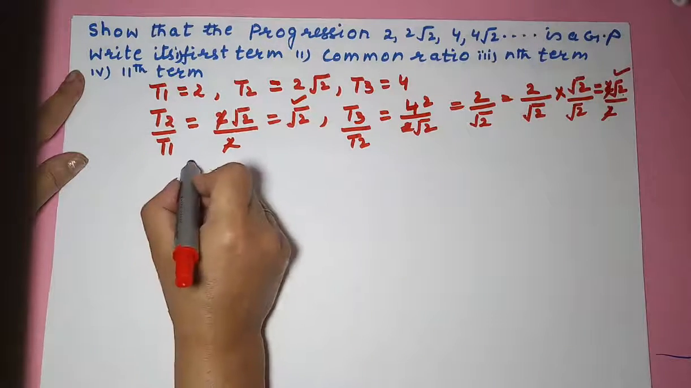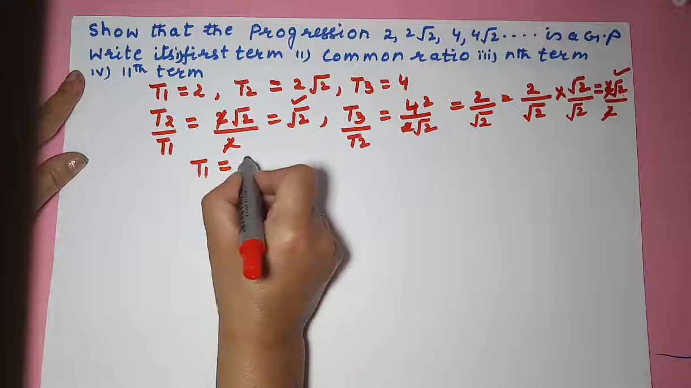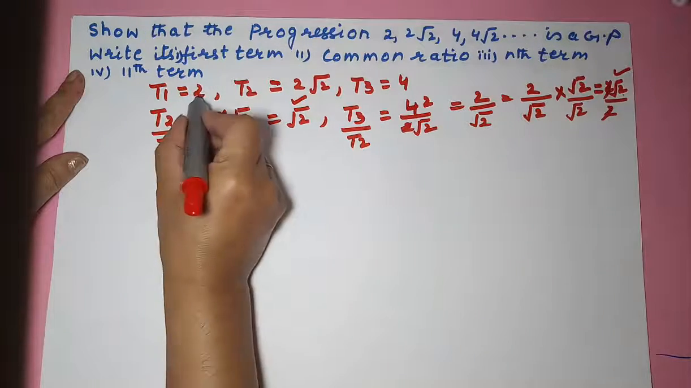Now what is its first term? T1 is equal to A. What is A? A is equal to 2.